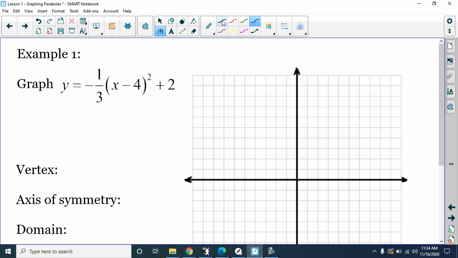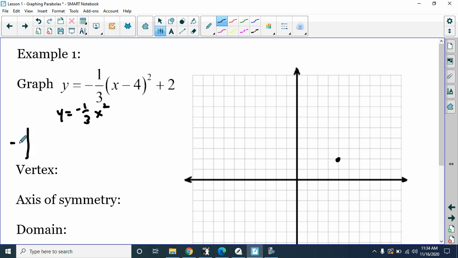Let's try another one. Again, it is in vertex form. y equals -1/3 times the quantity x minus 4 squared plus 2. Translation should be right 4, up 2. For the parent function, I'm taking out the translation: negative 1/3 times x squared. I took out the right 4 and the plus 2, up 2.